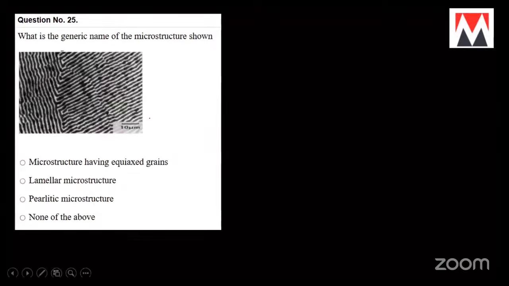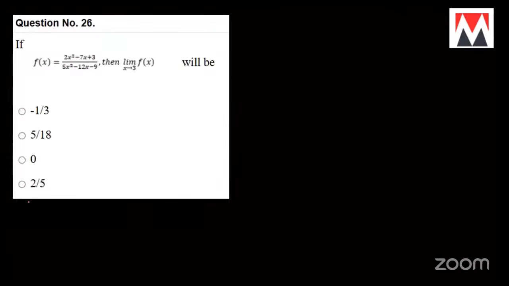Next, the generic name of this microstructure. So it is lamellar structure, lamellar microstructure. Okay, please do this question.